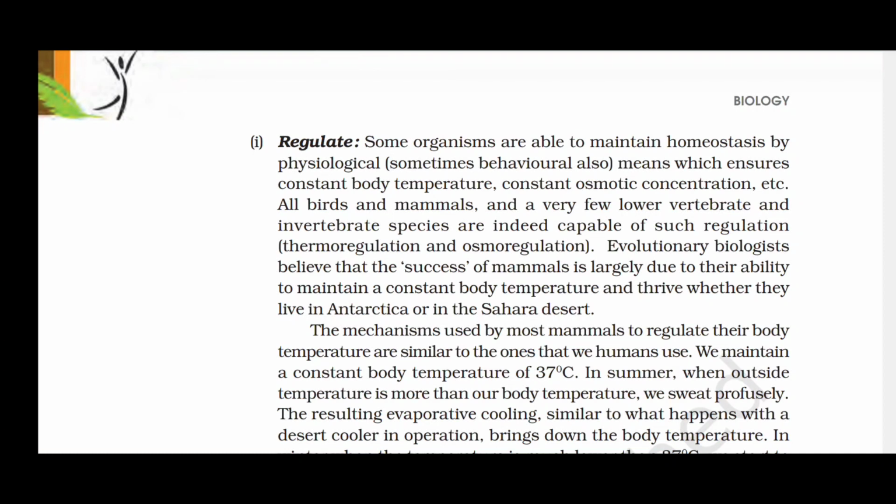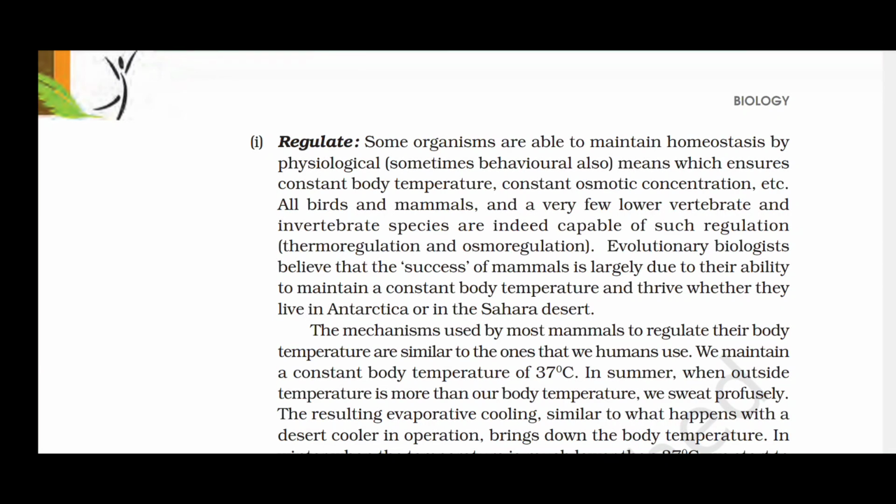Thermoregulation and osmoregulation. Evolutionary biologists believe that the success of mammals is largely due to their ability to maintain a constant body temperature and thrive whether they live in Antarctica or in the Sahara Desert.